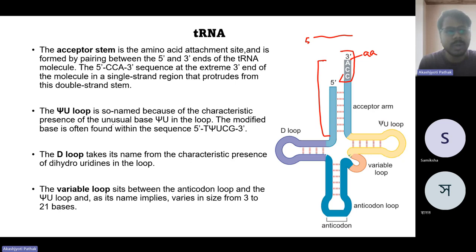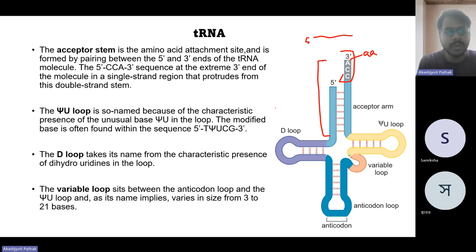Okay. Then there is the pseudouridine loop. Why is it called that? Because it has a modified nucleotide base, pseudouridine. Because of the presence of this modified nucleotide pseudouridine, this loop is called the pseudouridine loop. And you can look at the structure of pseudouridine.